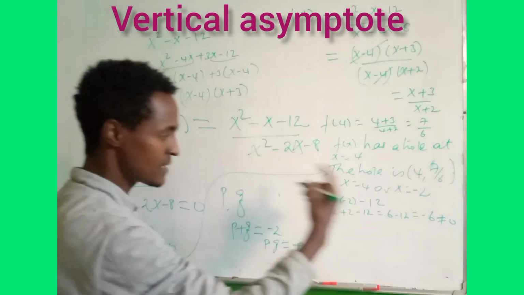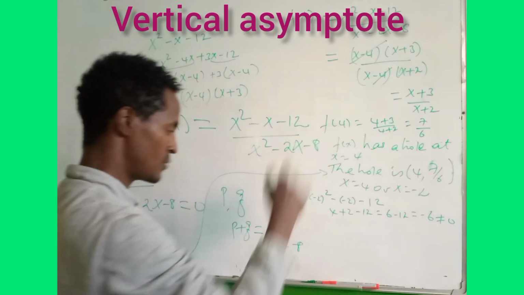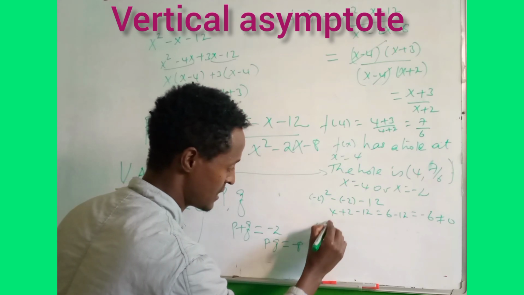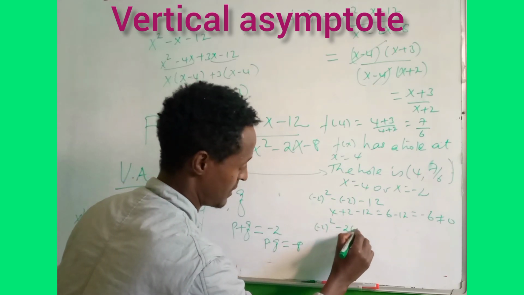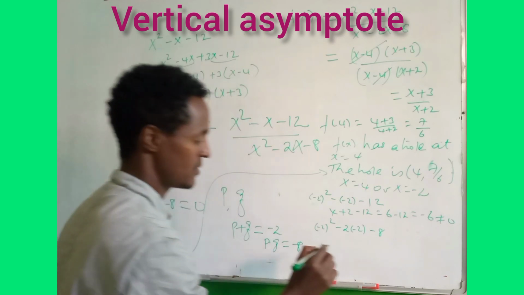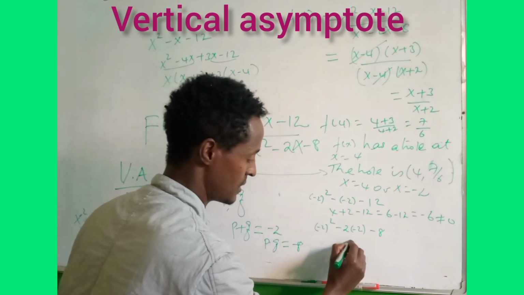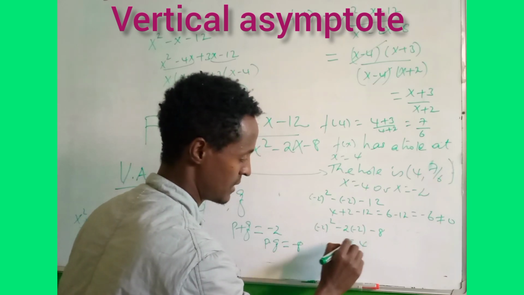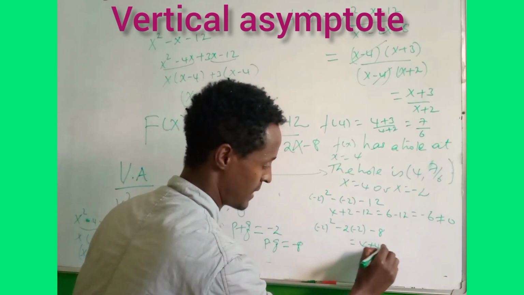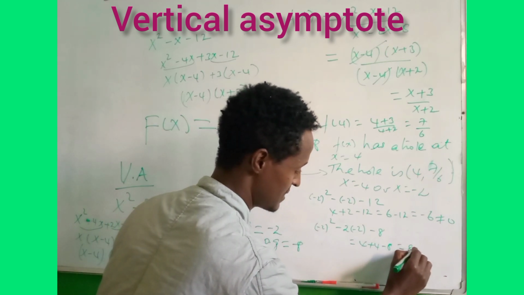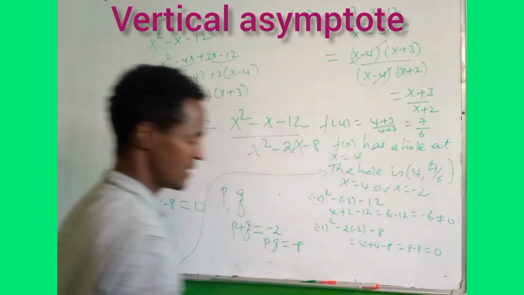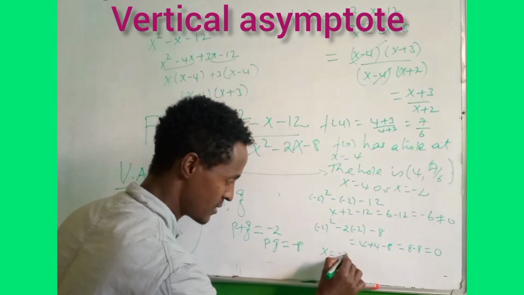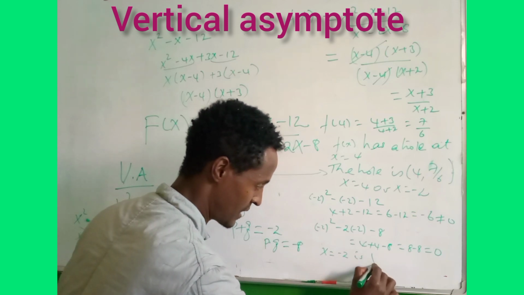When we insert minus 2 in the denominator, here is our denominator, minus 2 squared minus 2 times minus 2 minus 8. What is minus 2 squared? It is 4, as you know. What is minus 2 times minus 2? It is plus 4, so 4 plus 4 minus 8, which is 0. Therefore, x is equal to minus 2 is our vertical asymptote.